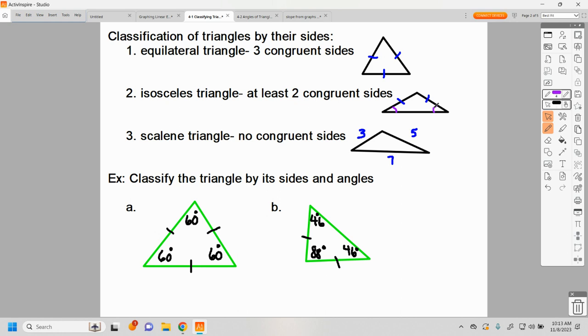All right. And then if you look at this one, hopefully you would be able to go ahead and classify the triangle by the sides and angles. Go ahead and do that.